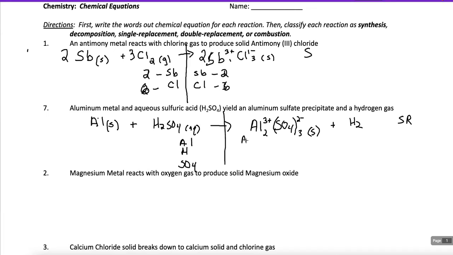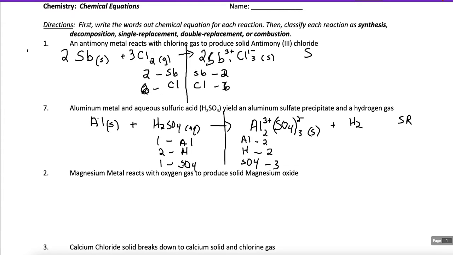So over here we have aluminum, hydrogen, and SO4. Okay, let's count. We've got 1 aluminum here. We've got 2 hydrogens here. We've got 1 SO4 here. On this side, we have 2 aluminums, 2 hydrogens, and 3 SO4s. So I always like to try to fix the hardest one first. That sometimes helps.